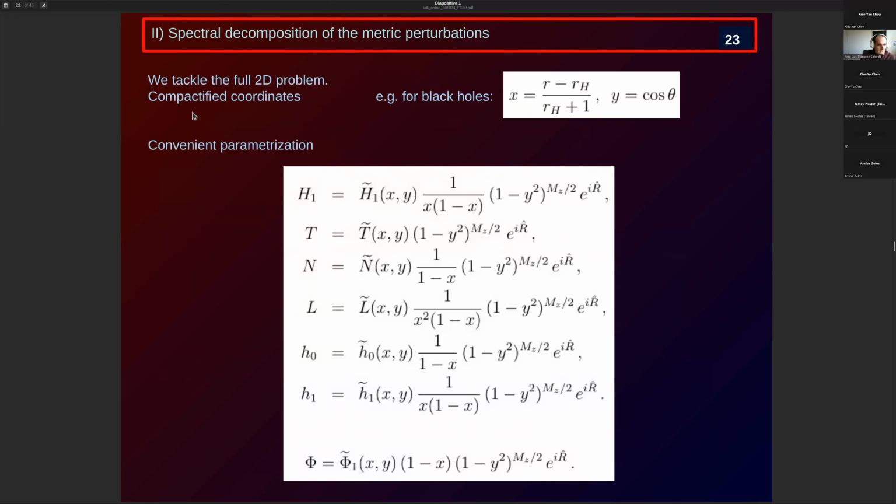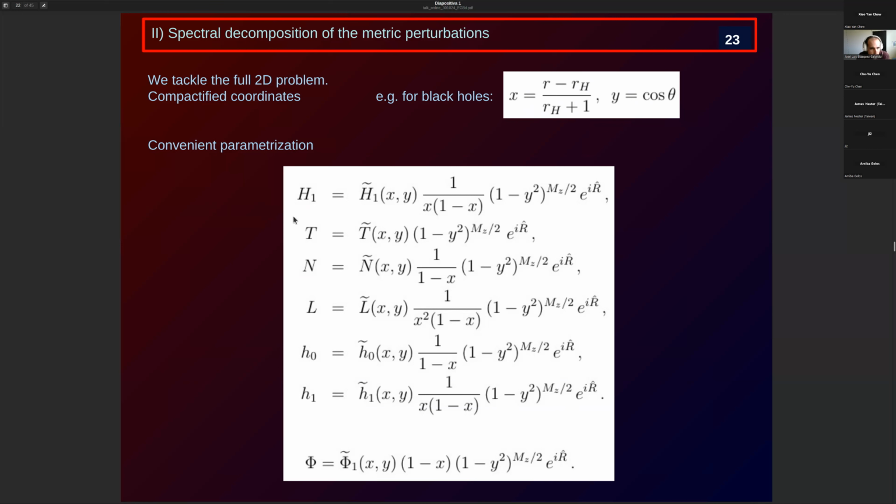It's convenient when you treat these problems to also compactify the variables. You have your radial variable that goes, if you are interested in the exterior of the black hole, from the horizon of the black hole up to infinity. So you compactify in this way. Now your x goes from 0, which is the horizon, to 1, which is infinity. And the theta, well, you can also, if you want, define it as y, the cosine of theta. It's also convenient. This is not so relevant.